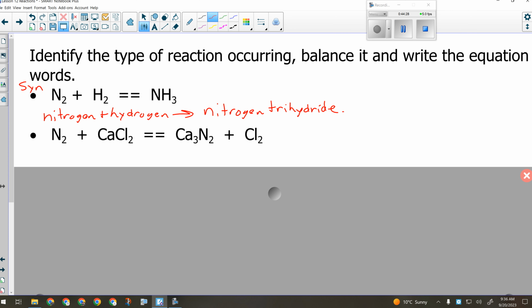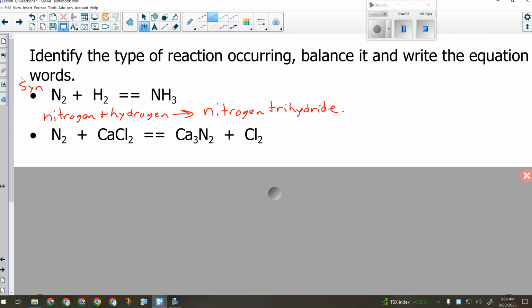It doesn't always work, but it's often the best place to start. So I've got three hydrogens over here, and I've got two over here. So three in the products and two in the reactants. How do I balance two and three? You put a three in front of the hydrogen alone, and then you put a two in front of the nitrogen. I find their lowest common multiple, six.